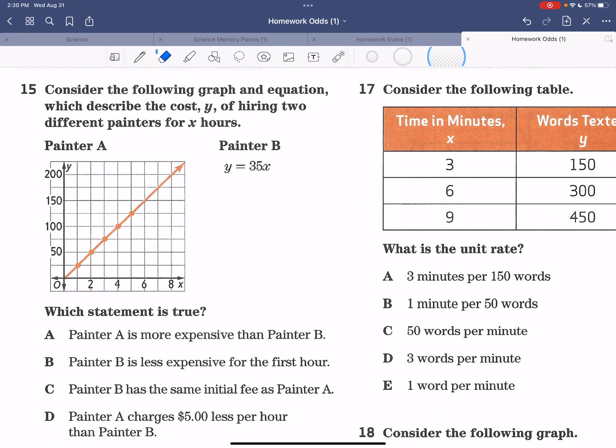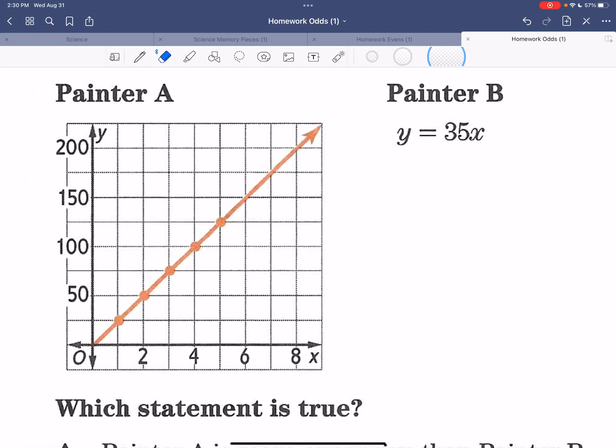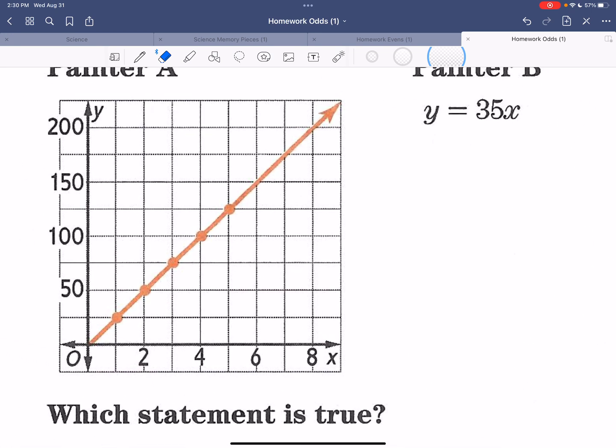So painter A, I'm given a graph. Painter B, I'm given an equation. And I need to standardize these. I need to see two graphs or two equations. And I would rather see two equations. So I'm going to focus right here and write an equation for this graph. So here's the question. If I know the answer to this question, the equation will be very simple to write.